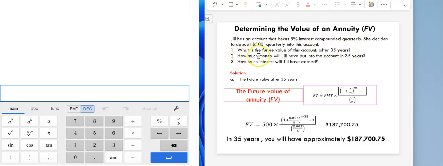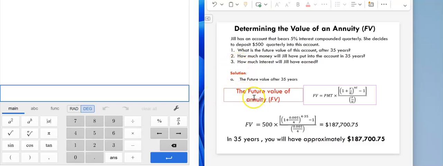Part 2, how much money will Jill have put in the account after 35 years? So that's how much she deposits in the account in 35 years if she deposits 500 quarterly. That's the next question. This is the total deposit you have to find in part 2. And part 3, how much interest will Jill have earned? So you have to find the interest in part 3.